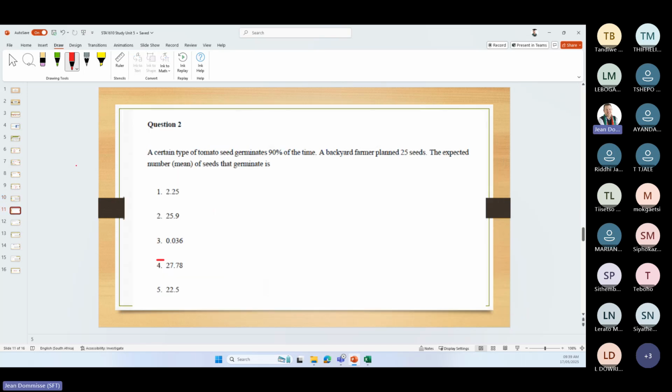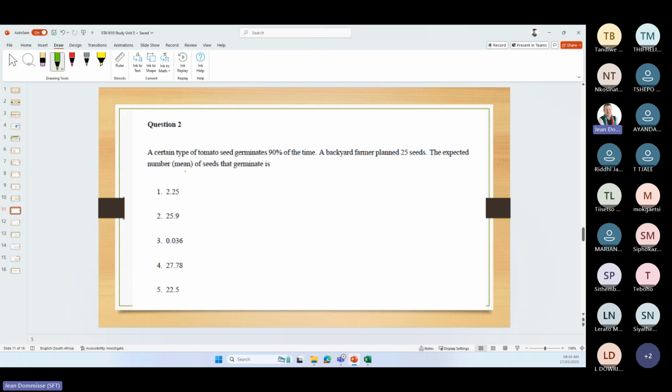Okay, so let's look at this one. So here the question is, a certain type of tomato seed germinates 90% of the time. A backyard farmer planted 25 seeds. The expected number of seeds that will germinate. Okay, so basically, how many of the seeds will come up as plants?